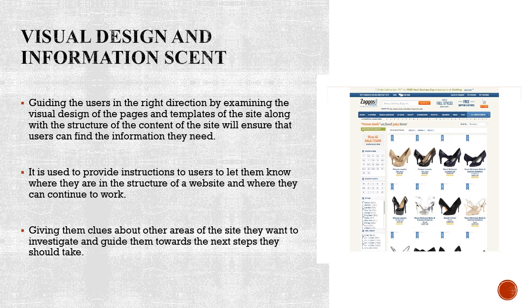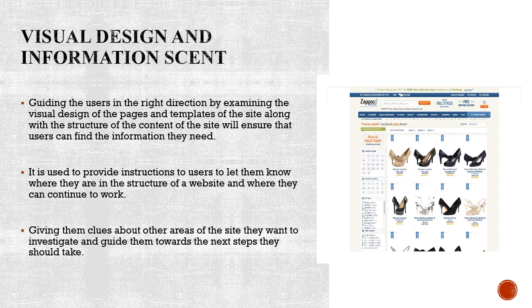The first is about visual design and information scent. Instead of defining the structure of the website, then building the website around it, information architecture should guide the user in the right direction by examining the visual design of the pages and the templates of the site along with the structure of the content of the site. This will ensure that users can find the information they need in that website.